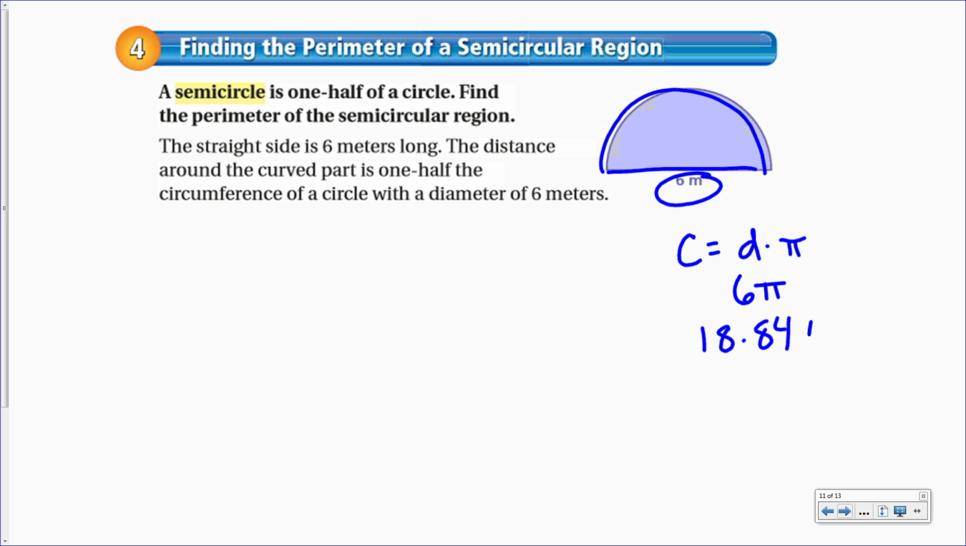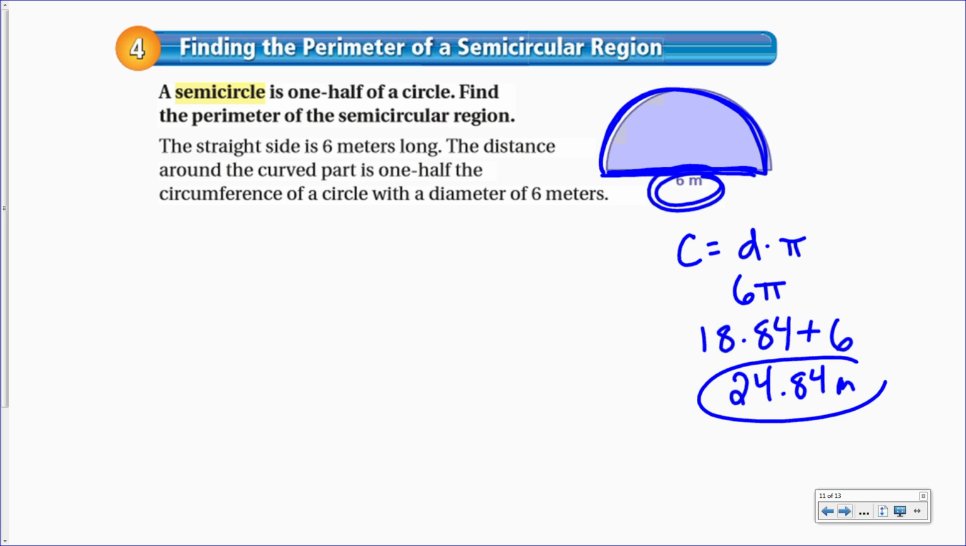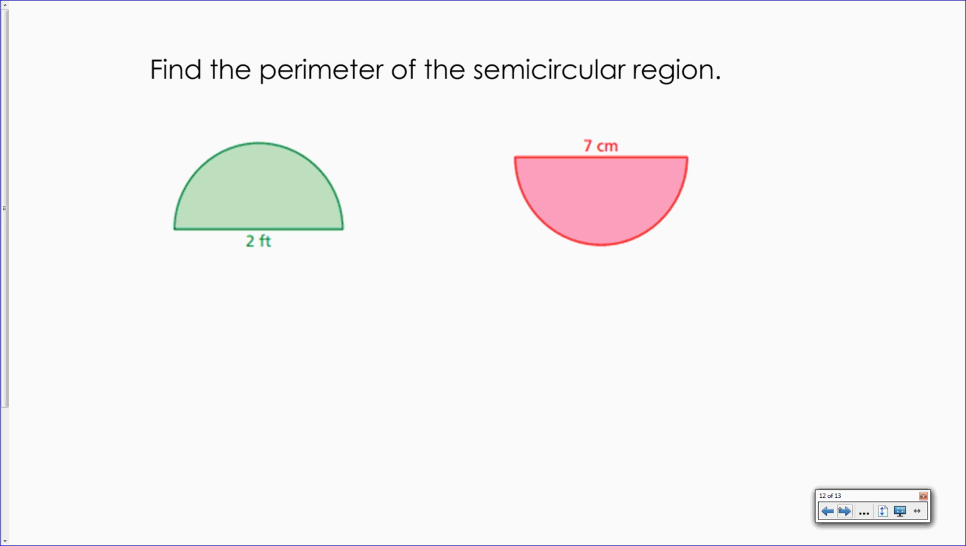18.84. But then I have to add in this 6, because going around half the circle is not complete until I add in the diameter. So then when you add 6 to that, you get 24.84. And it doesn't say what to round it to, so we'll just go to that in meters. So you try the next one. These two right here on your notes. Find the perimeter, and when you're done, turn your video back on.